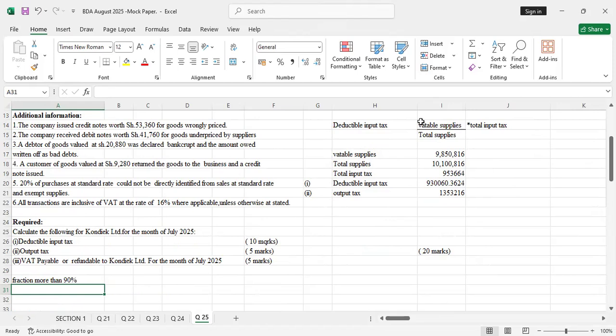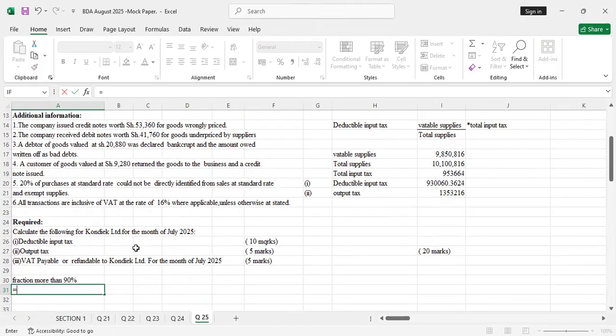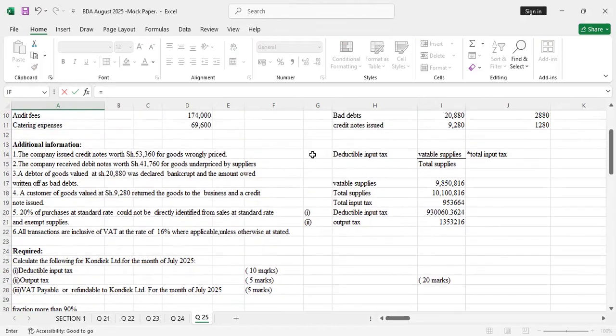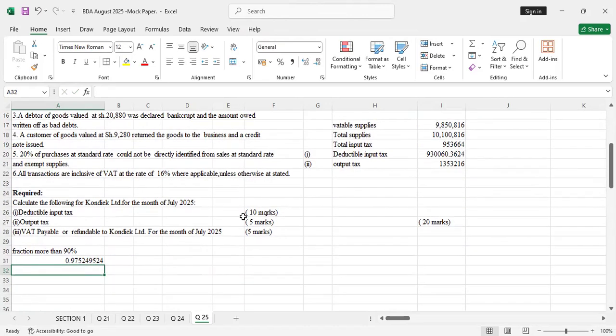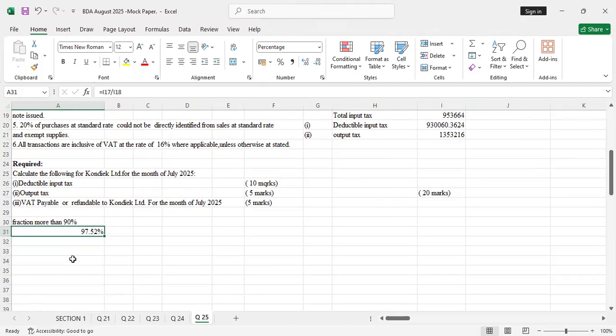So I'll come here and get the deductible input tax. The fraction is between variable supplies, we divide by total supplies, and the values are already there. So I just say equals to, I'm doing the first test, which is fraction more than 90%. Let us see. Our variable supplies was this. When you divide it by total supplies, what is the percentage? This is the percentage, and you can change. You can see it's already more than 90. You can see it's 97.5. So it's greater than 90.